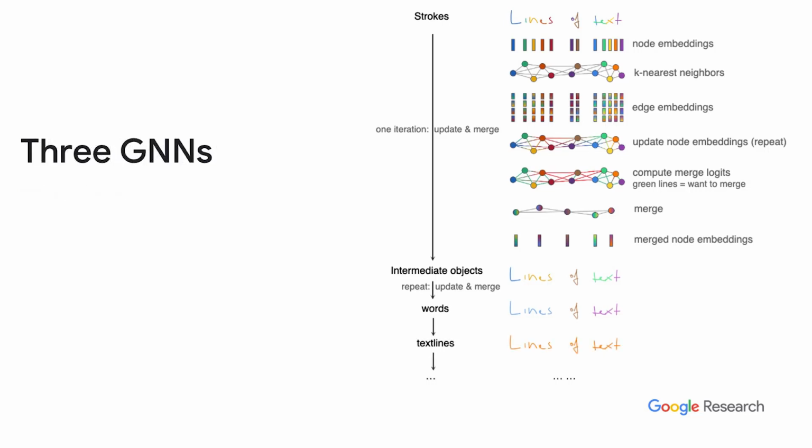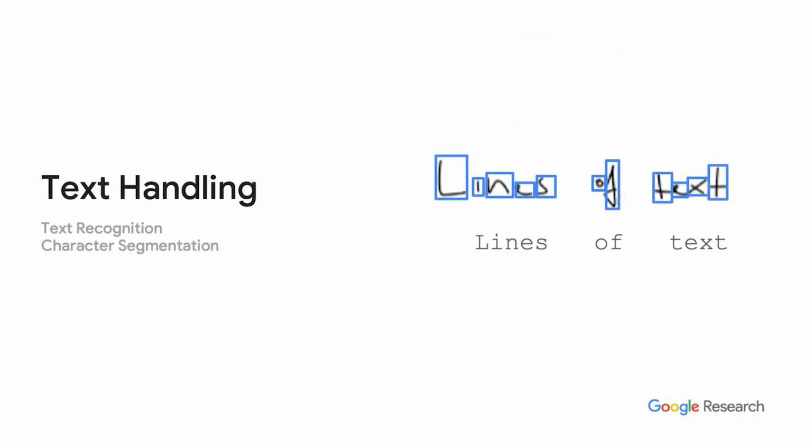After creating the GNN for one level, we repeat the process with another set of model weights to create a higher level GNN. For example, the first level GNN merges strokes into words. The second level GNN merges words into text lines. Inkeraction has 3 level GNNs in total. For text objects, we run text recognition to know what the user writes. Additionally, we use character segmentation to understand the text geometrics, like character sizes and word baselines.